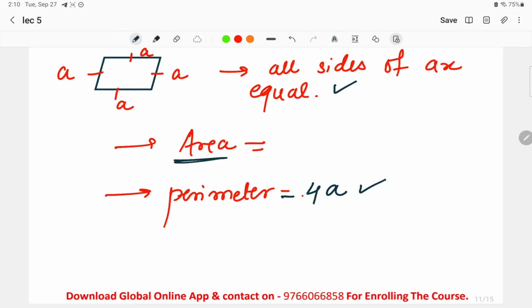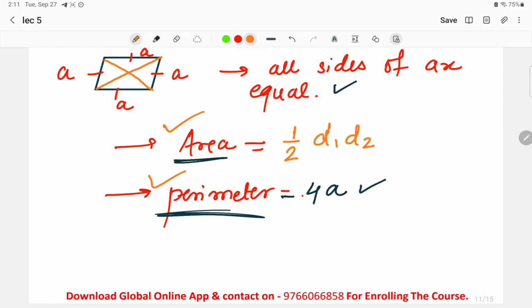But for area, the area of the rhombus and the area of the square are not the same. Why? To find the area of the rhombus, consider two diagonals. For example, this is diagonal d1 and this is another diagonal called d2. The formula for the area is half of d1 into d2. So this is the formula for the area of the rhombus. In a rhombus all the sides are equal, the area is half of diagonal d1 into diagonal d2, and the perimeter is the same as that of the square, that is 4a.